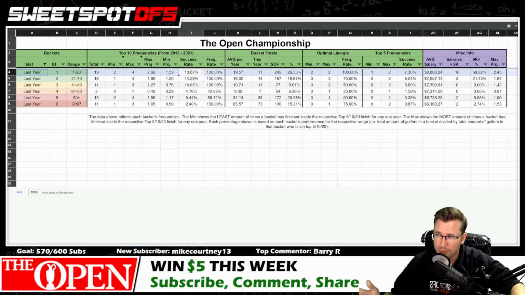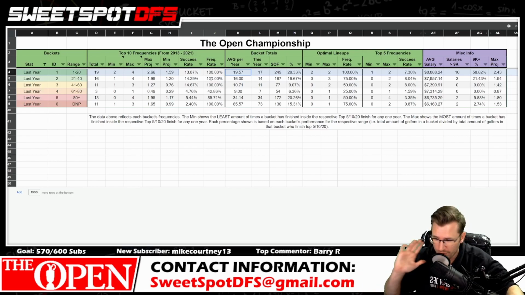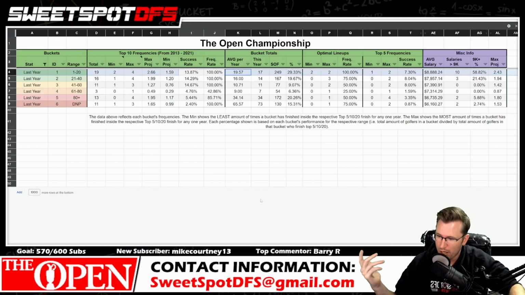It's a 13.8% success rate. That's including all golfers from this bucket. Guess what? It's a 100% frequency rate, meaning every single year we have a golfer that finished inside the top 10 that had a top 20 finish the year before at the Open Championship. If you're confused at what that means, I'll show you.